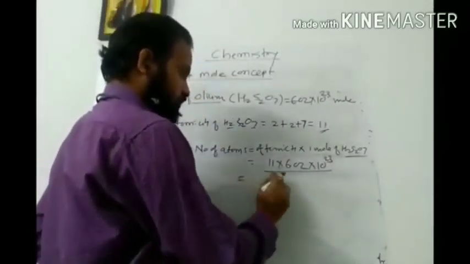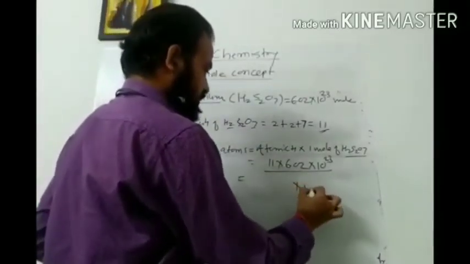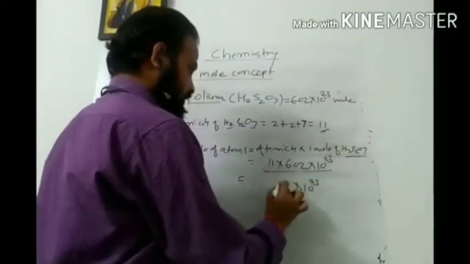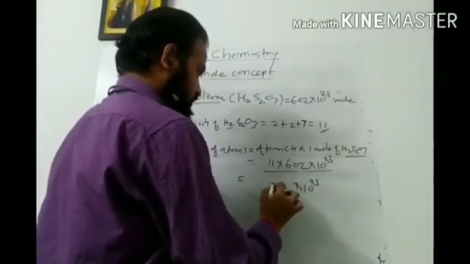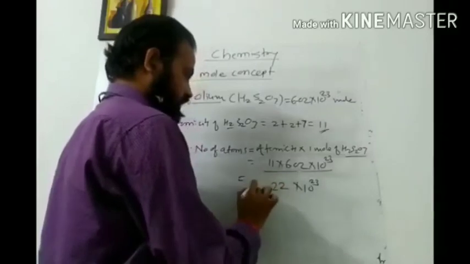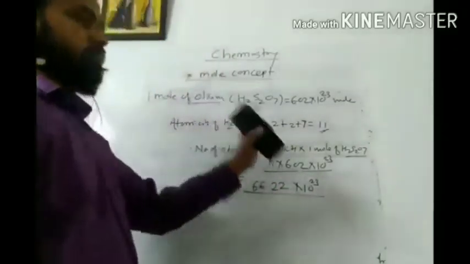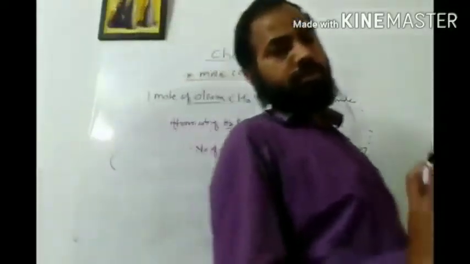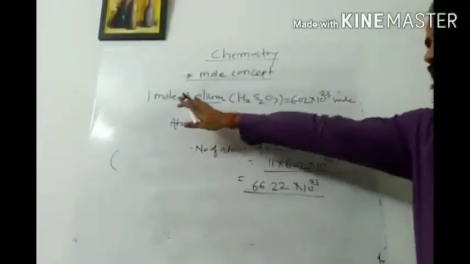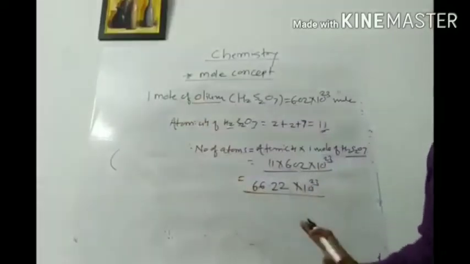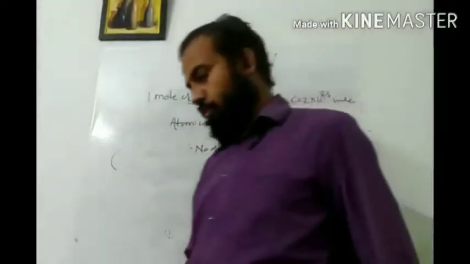So 10 raised to 23 as it is, and 11 times 6.02 is 66.22. So this is the number of atoms present in oleum. Okay, so in this way you can easily calculate the number of atoms if the mole value is given. So this mole value is most important.